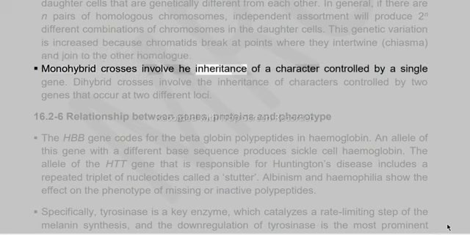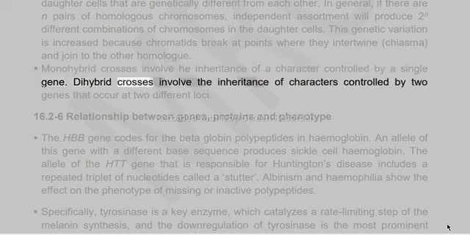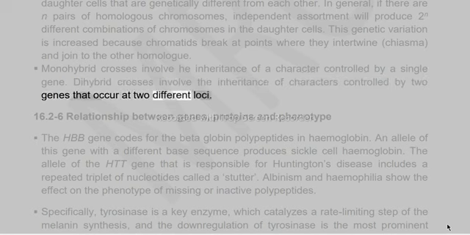Monohybrid crosses involve the inheritance of a character controlled by a single gene. Dihybrid crosses involve the inheritance of characters controlled by two genes that occur at two different loci.